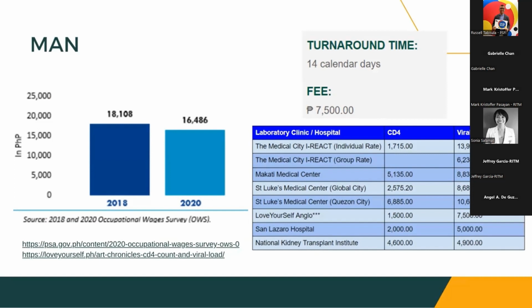As you can see, the average gross monthly salary of a Filipino is around 16,000 pesos, and the price of viral load in our clinic is 7,500. For some centers, it is even higher. Imagine if he has a family to feed. His salary will not be sufficient for his monitoring.